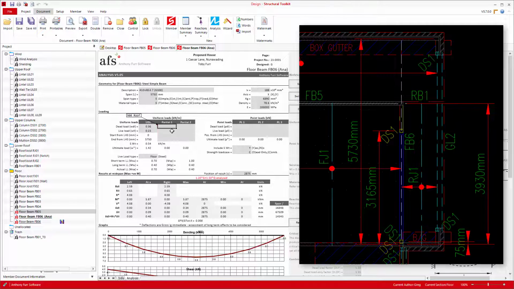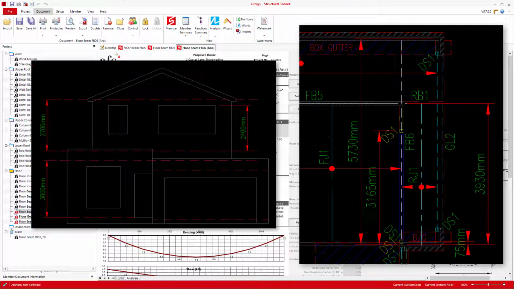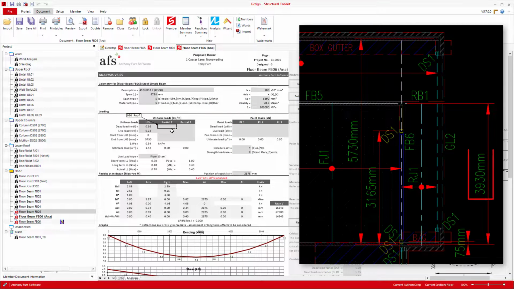Our next UDL is then our wall dead load. Measuring from the top of the floor to the top of the window, we get about 2400. We do miss a little bit of the wall in the corner here, but given we're being conservative in many other areas, this will be okay. Measuring the length of this, we get 3950. So in our start, we'll put 0, and in our end, we'll put 3950.